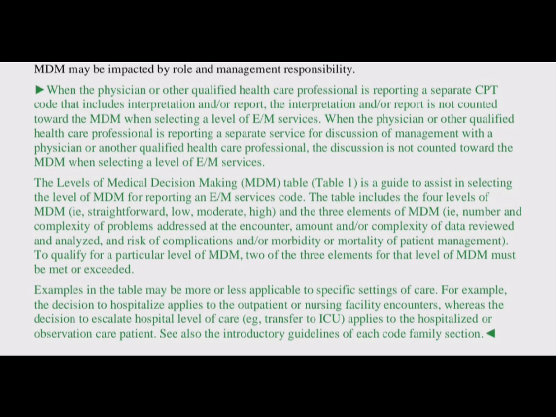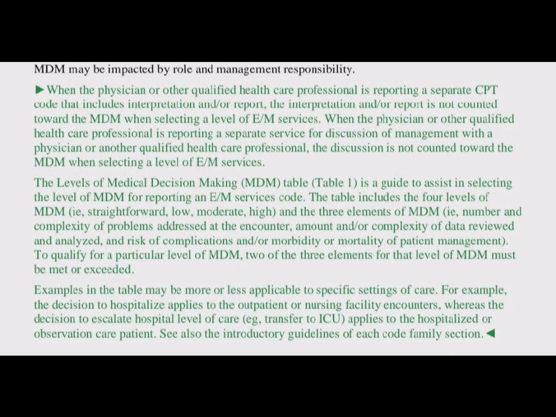The levels of medical decision-making, MDM, Table 1, is a guide to assist in selecting the level of MDM for reporting an EM services code. The table includes the 4 levels of MDM, i.e., straightforward, low, moderate, high, and the 3 elements of MDM, i.e., number and complexity of problems addressed at the encounter, amount and/or complexity of data reviewed and analyzed, and risk of complications and/or morbidity or mortality of patient management. To qualify for a particular level of MDM, 2 of the 3 elements for that level of MDM must be met or exceeded.